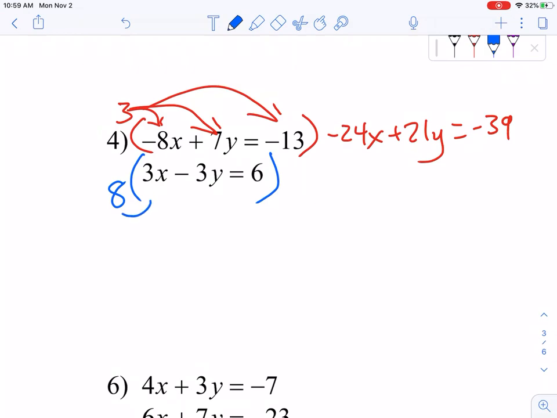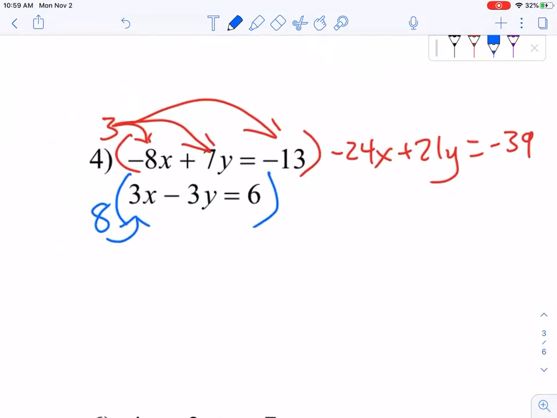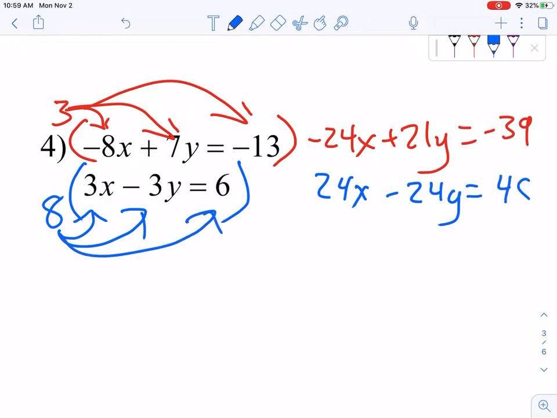On the bottom, I'm doing 8 times 3x to get positive 24x, as my hand hits the corner. 8 times negative 3y to get negative 24y, and 8 times 6 to get positive 48. I've created 2 equations, or 2 terms that will eliminate, negative 24 and positive 24.